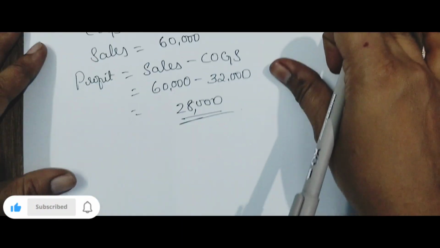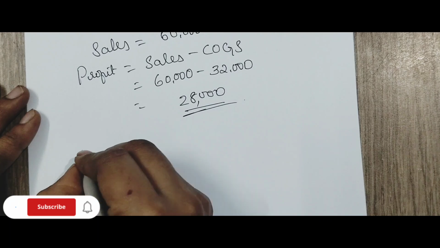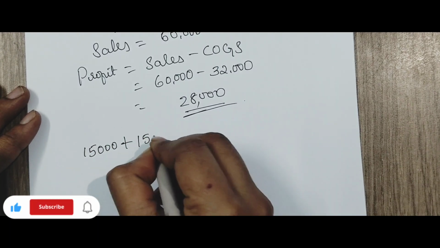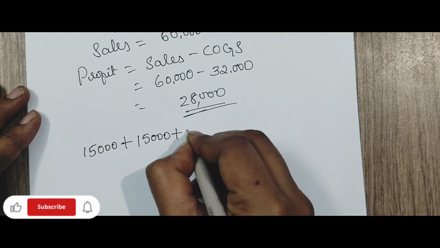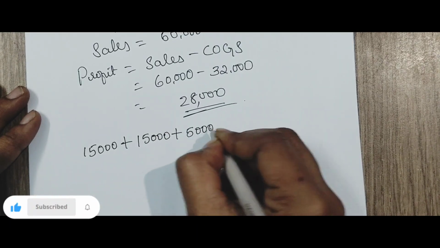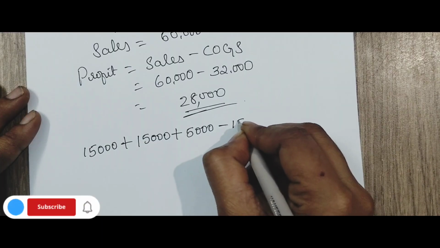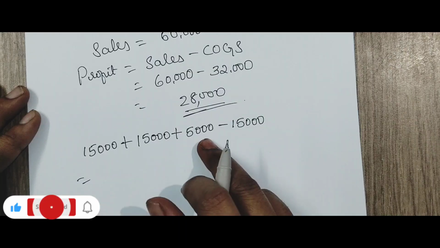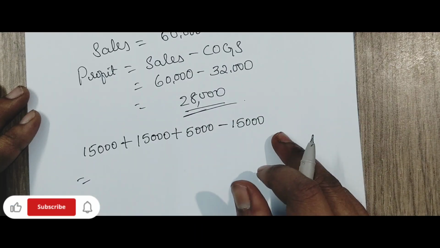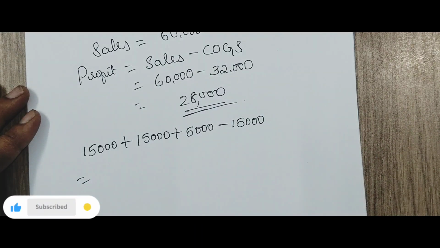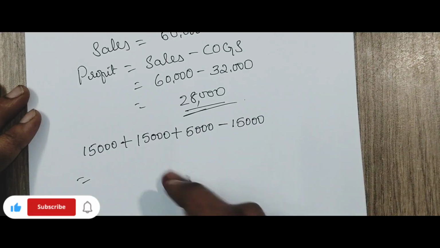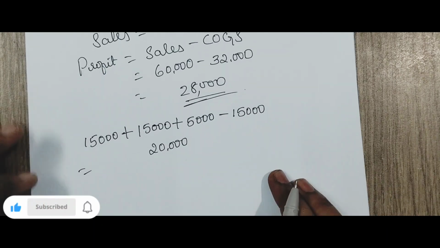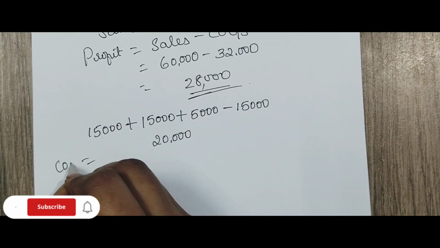Let us check. Now what was our opening inventory? 15,000. Purchases was 15,000. Transportation was 5,000. Closing inventory is 15,000. Now here 35,000. 35,000 minus 15,000, 35 minus 15 is 20,000. This is your COGS.